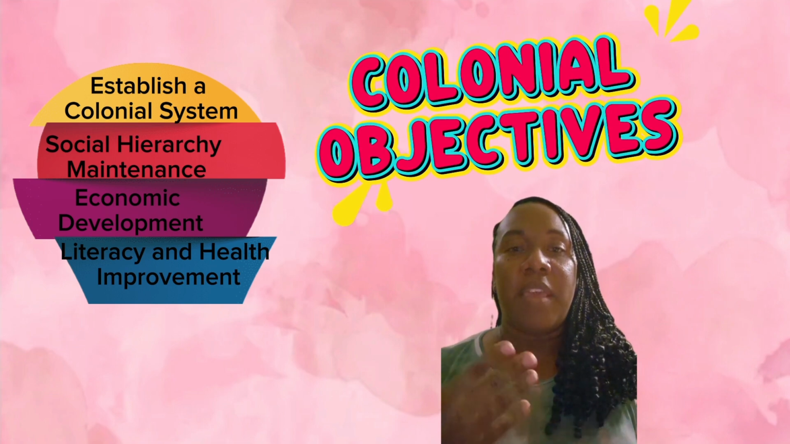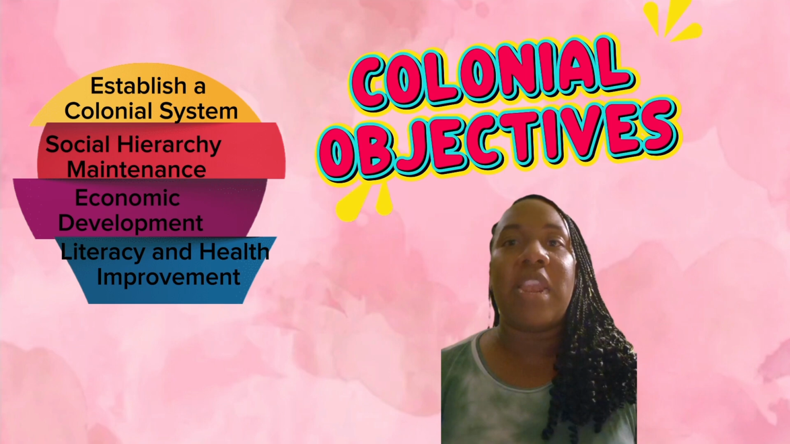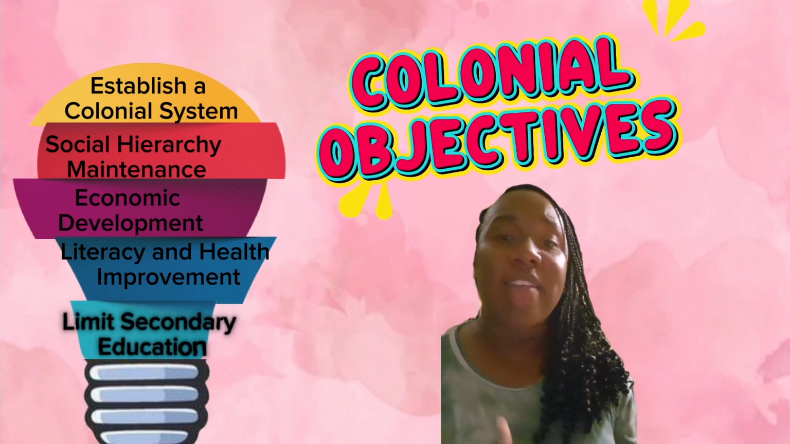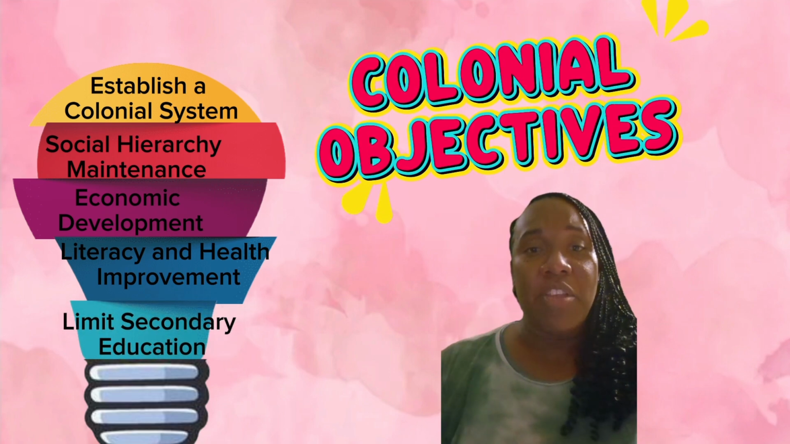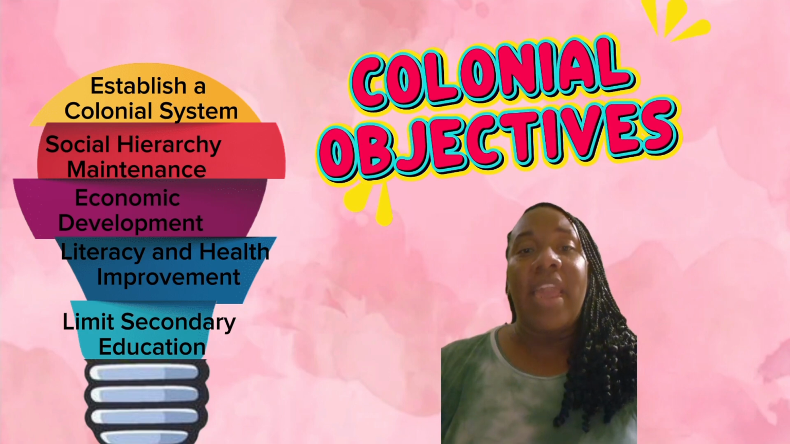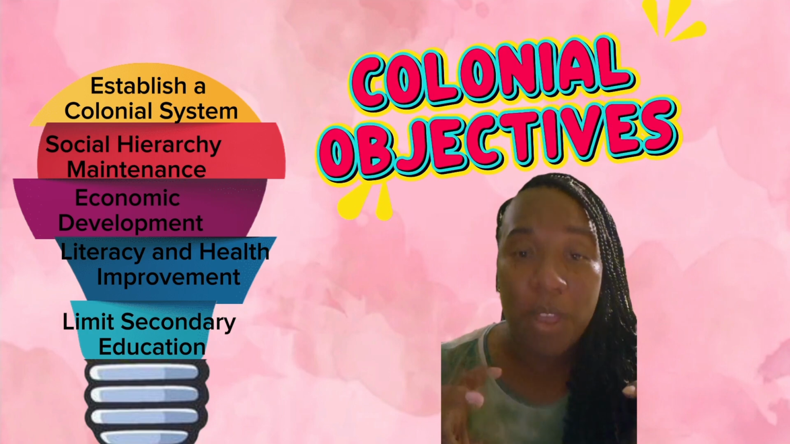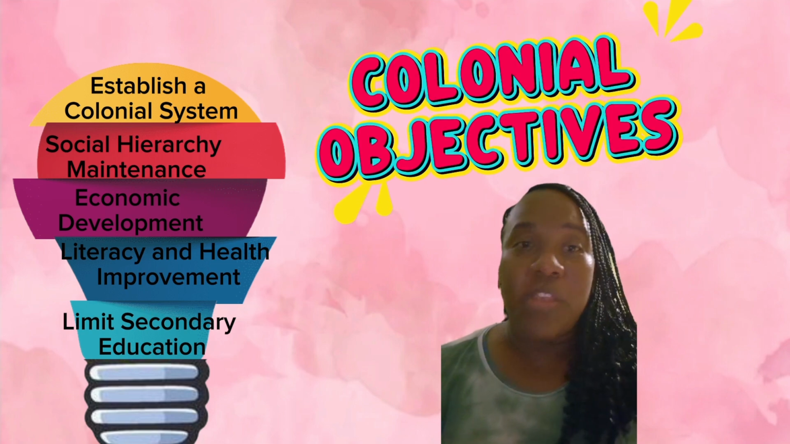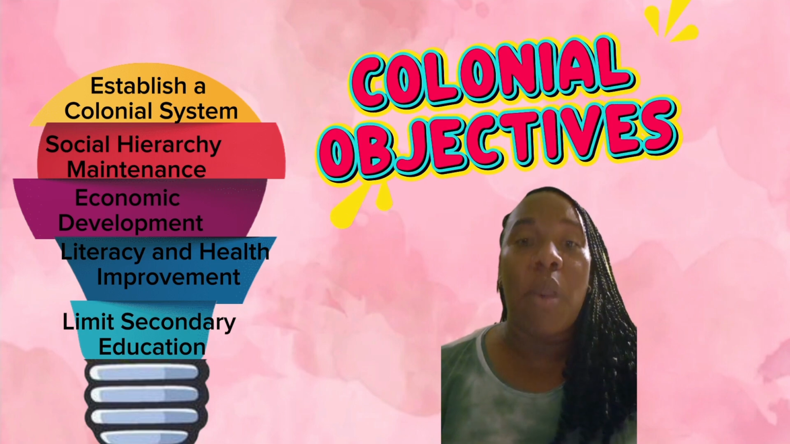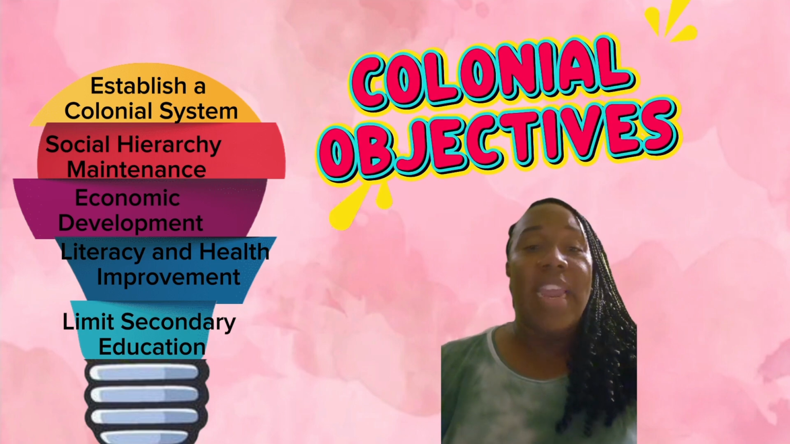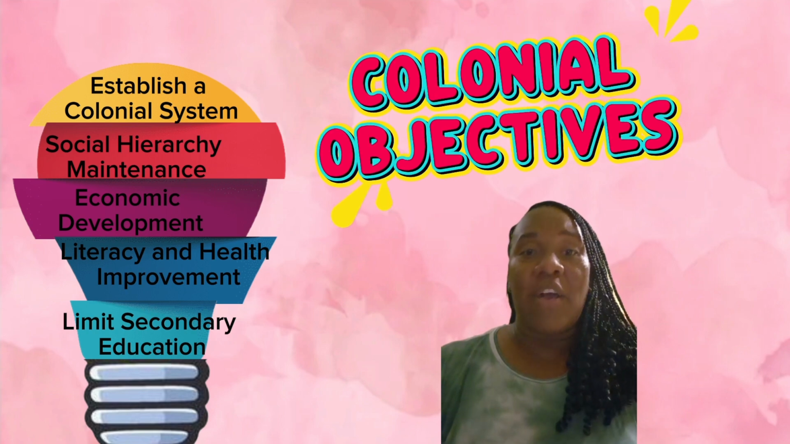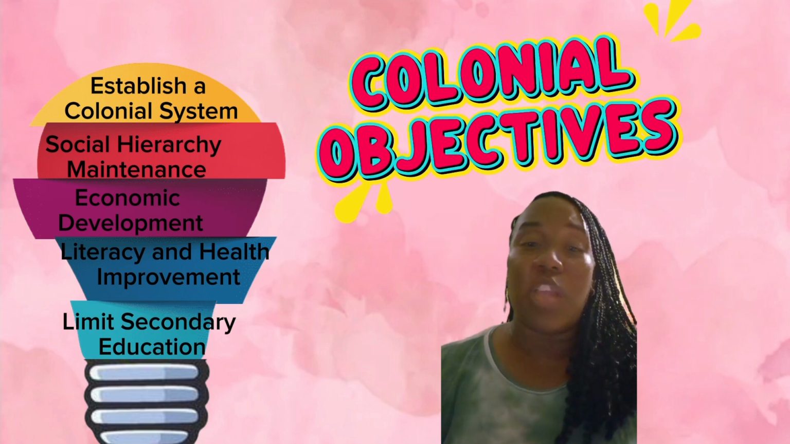And the fifth objective was to limit secondary education. As much as they wanted the population to be educated, they also did not want to educate them too much, because when someone is educated they can make wiser and better decisions, and they did not want to open the eyes of the lower class population too much.